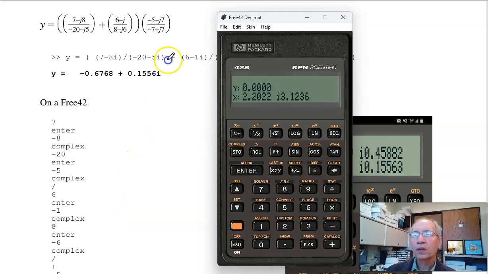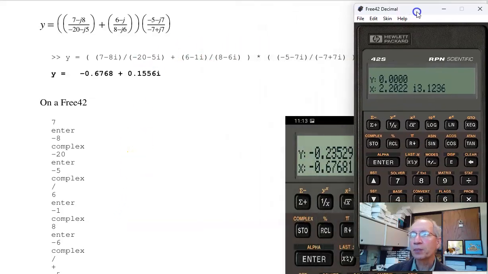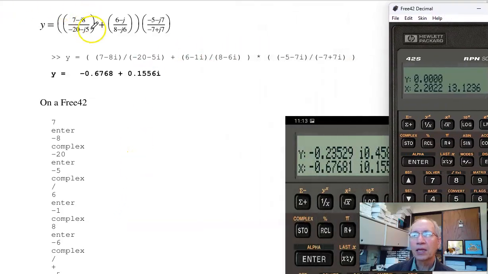Problem 4. Figure out this problem. In Matlab, it'd be the way you type it. Using lots of parentheses never hurts. So there's 7 minus 8i divided by -20 minus 5i plus 6 minus i over 8 minus 6i. Figure that out. Take that result, multiply by 5 minus 7i divided by -7 minus 7i. You get a complex number.